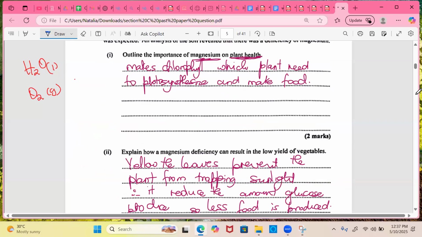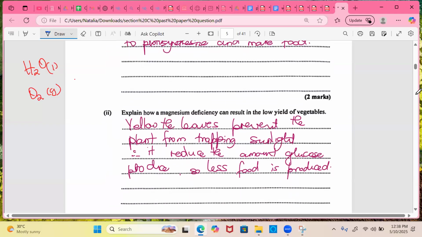All right. Outline the importance of magnesium to plant health. Magnesium makes chlorophyll, which plants need to photosynthesize and make food. So that's the importance of magnesium to plant health. Explain how magnesium deficiency can result in a low yield of vegetables. It yellows the leaves and prevents the plant from trapping sunlight. Therefore, it reduces the amount of glucose produced, so less food is produced.